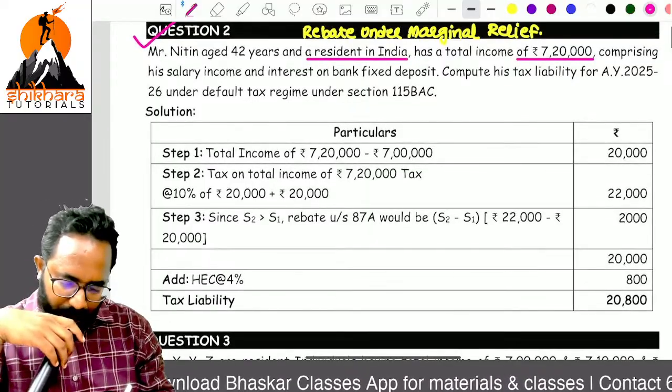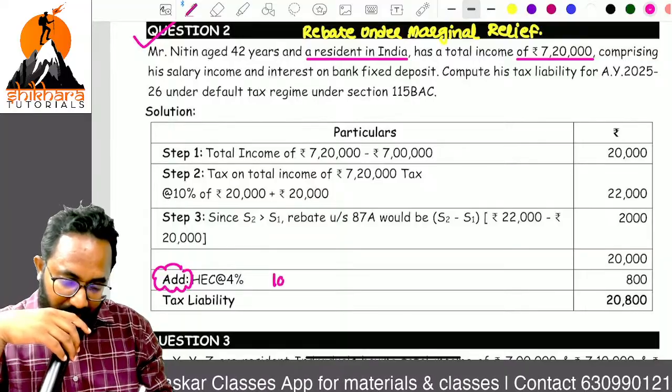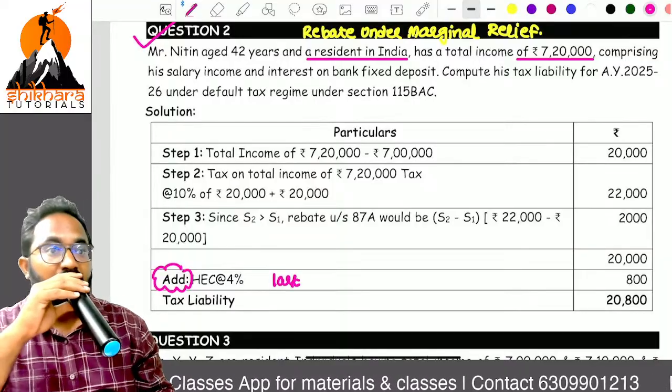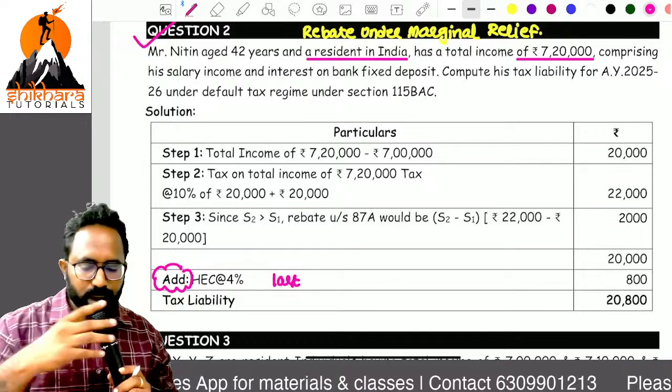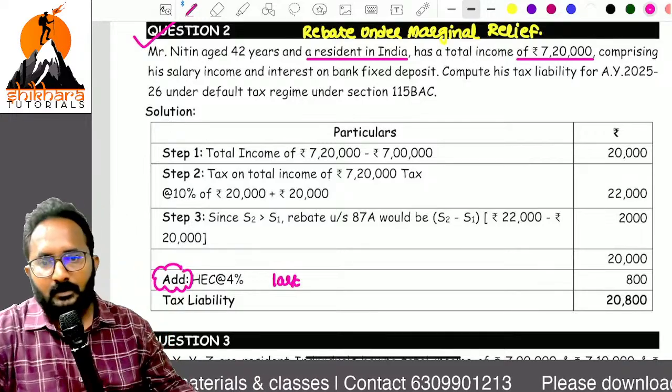Yes, please observe, after allowing the rebate, at last we added the what, ma? Health and education cess. Clear?